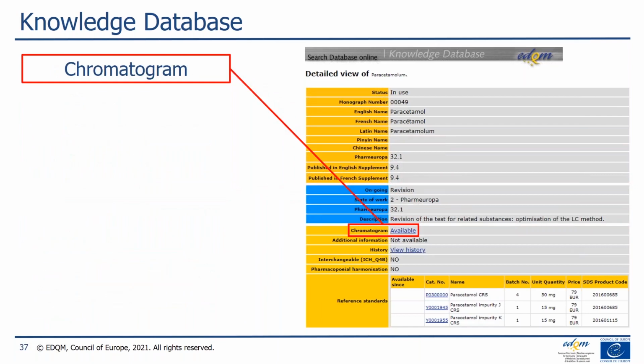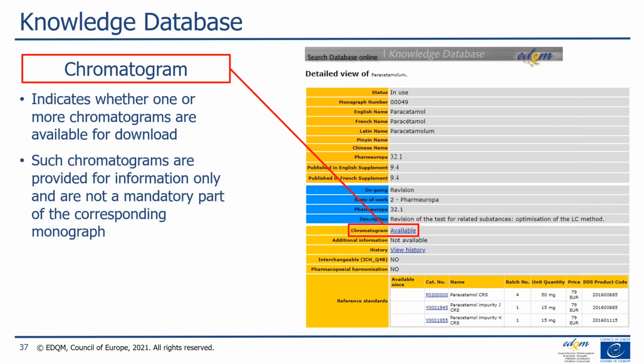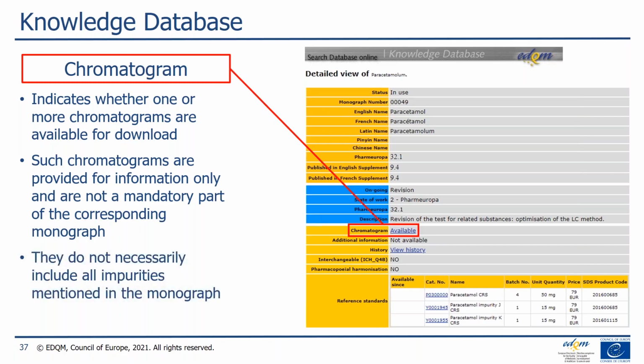Next, we have the chromatogram field, and if there's a link there, it means that there are one or more chromatograms available for download. It's important to emphasize that these chromatograms are not a mandatory part of the monograph, which is why they don't appear in the Pharmacopoeia text itself. And furthermore, they're not necessarily complete. They don't necessarily include all of the impurities that are mentioned in the monograph.